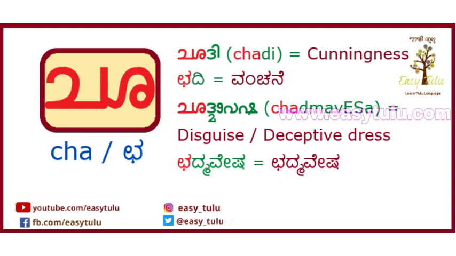Next one is Chha. This is the aspirated Cha sound used to write Sanskrit words. Examples: Chadi. Chadi means cunningness. Vanchane in Kannada. Chadmavesha means disguise or deceptive dress. Also chadmavesha in Kannada. Let us see how it is written.